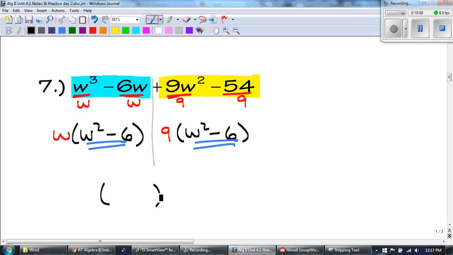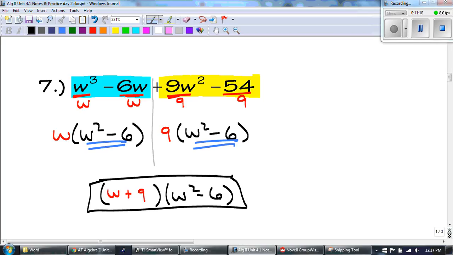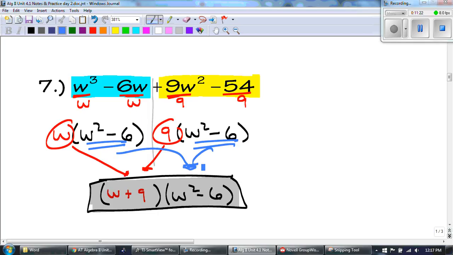So my first binomial is the W plus 9, and then the W squared minus 6. Okay, we pull those two together to make 1. Okay, so the W and the 9 come together, and then my W squared and my W squared.